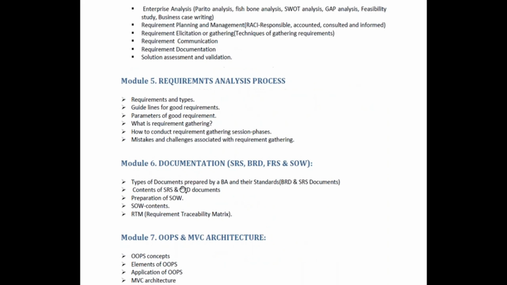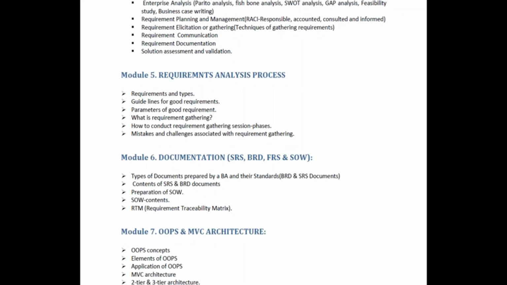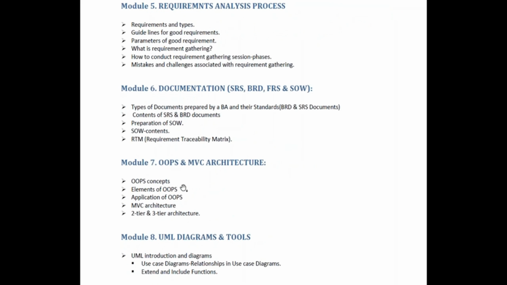So here we are going to see the types of documents prepared by a BA and their standards, that is how to prepare a SRS document and how to prepare a BRD document, how to prepare a SOW, what are the SOW contents, and what is RTM. Everything I am going to explain. And next, we are going to see OOPS and MVC architecture, like what is OOPS and what are the elements of OOPS, and what is the application of OOPS, and what is MVC architecture, and what is 2-tier and 3-tier architecture.